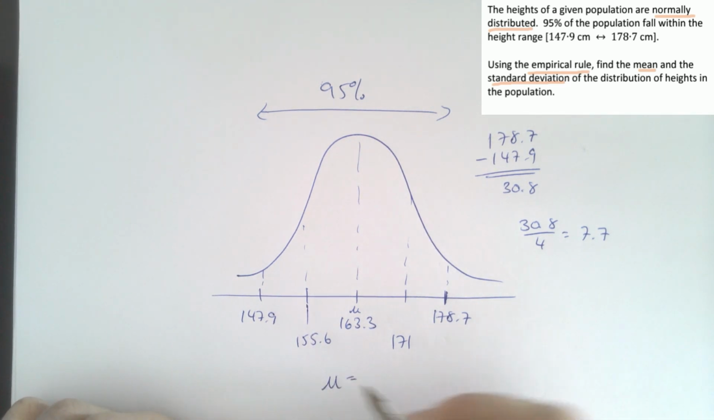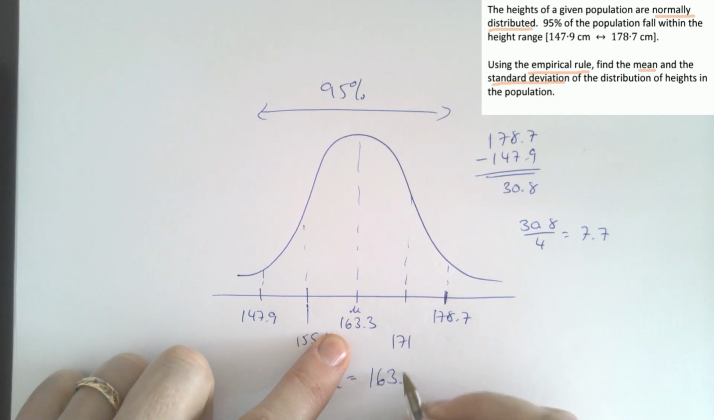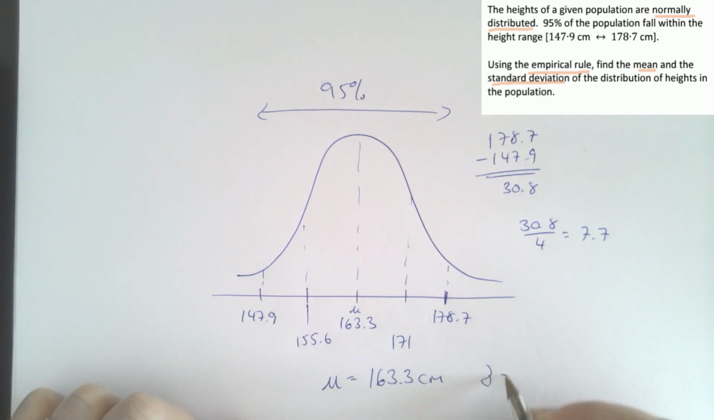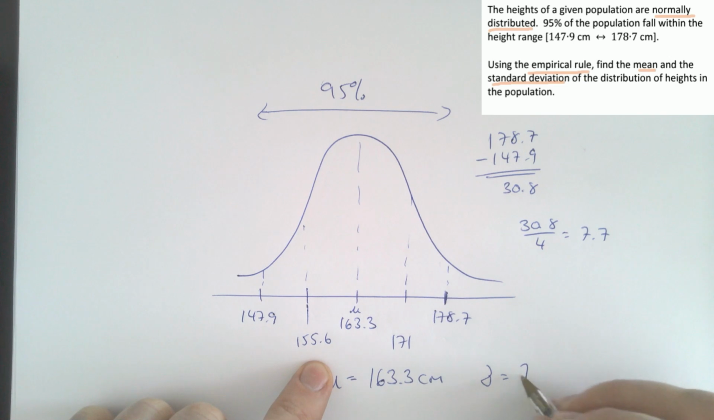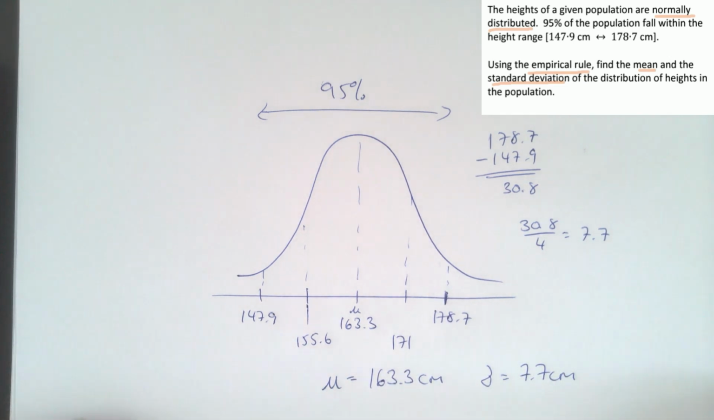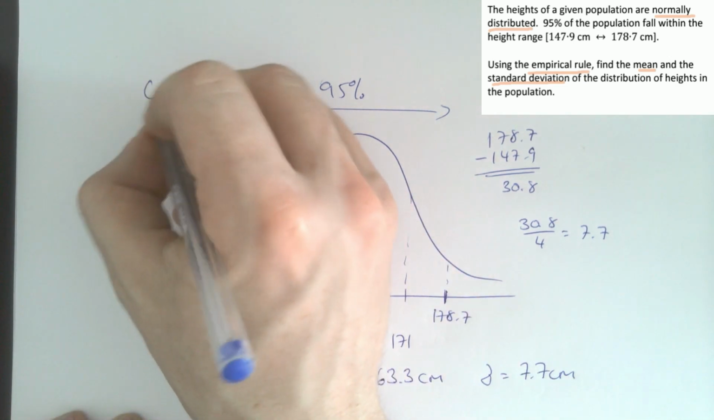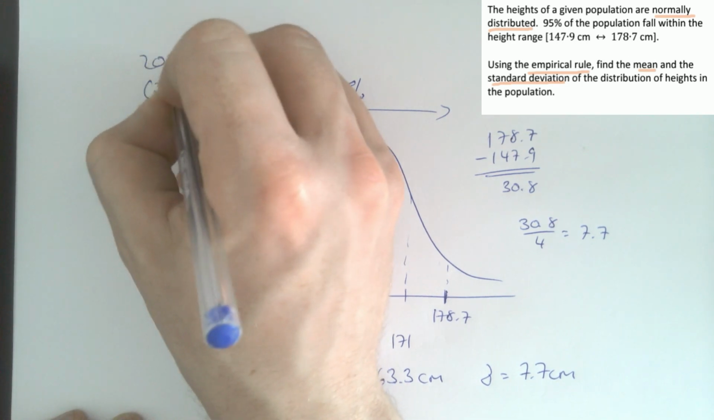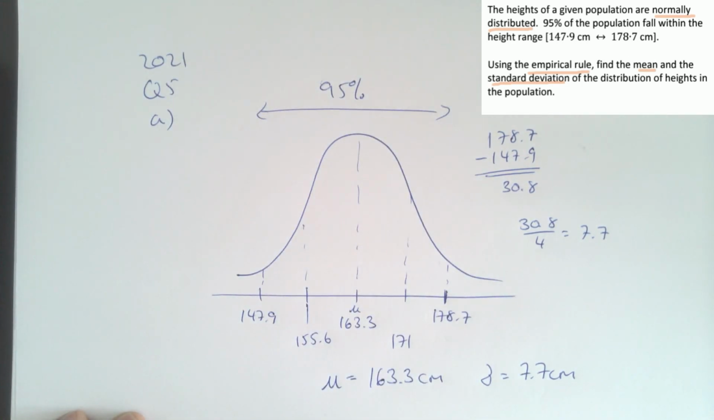The mean here is the center number, 163.3 centimeters, and my standard deviation is the 7.7 centimeters. And that answers us for 2021 question 5a. Let's have a look at another one.